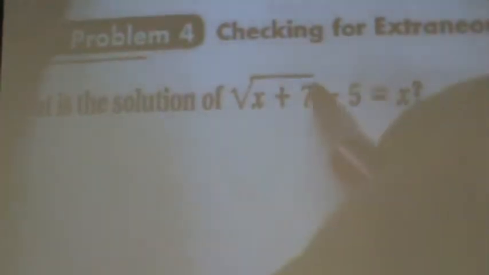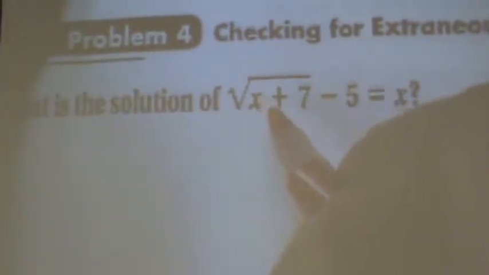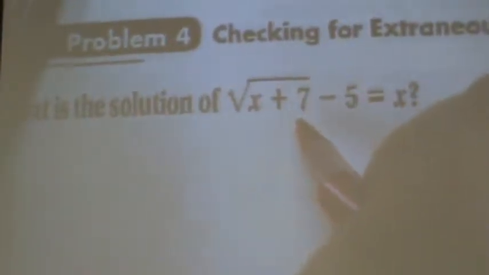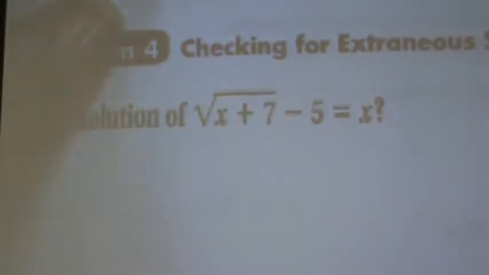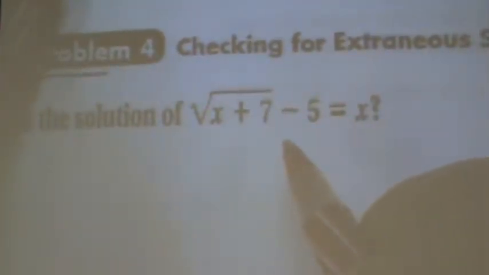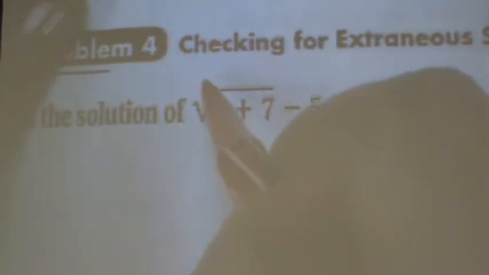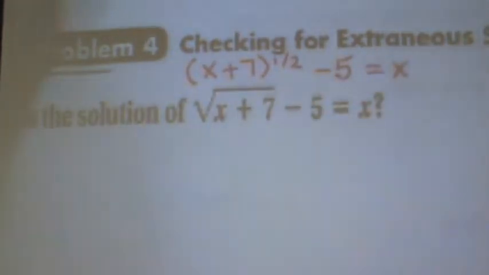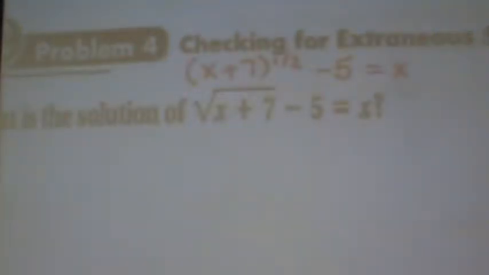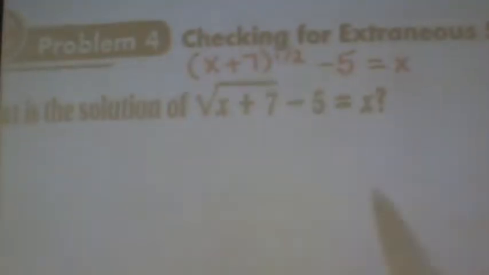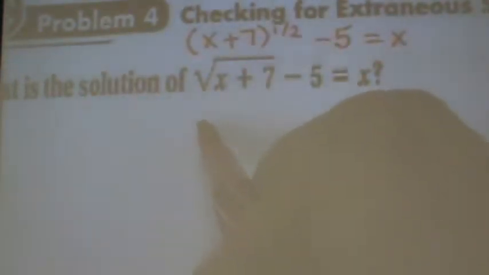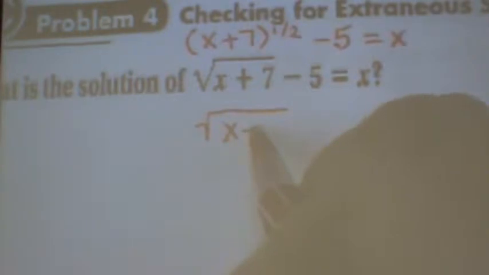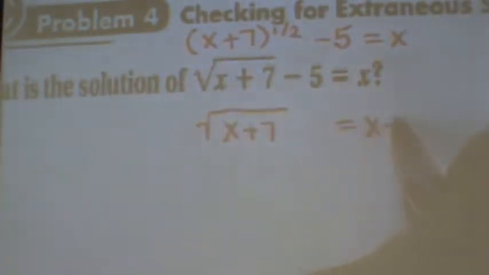Add 5. You want to isolate this radical. And by the way, could they have given you this equation written a little differently? Anyone think they know what it would look like if it were written differently? What's the other version of this question? Negative 7. x plus 7 to the 1/2 power minus 5 equals x. Good job. So these two mean the same thing, right? So you all said add 5 to the other side, right? You're trying to isolate this radical.